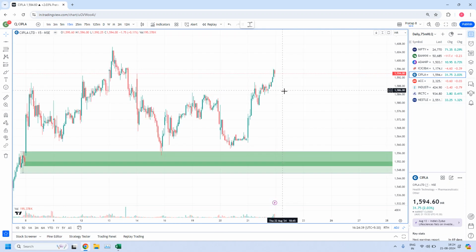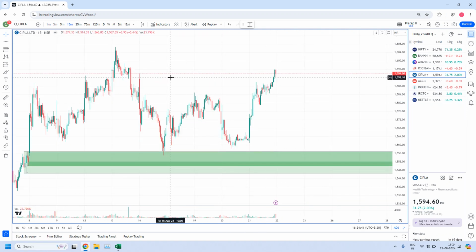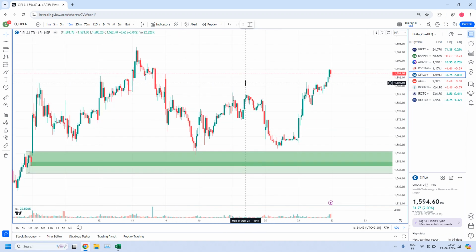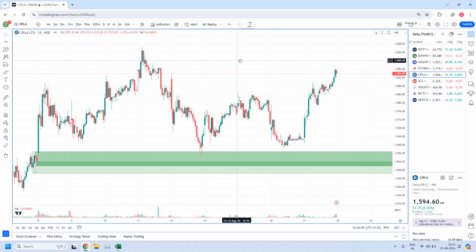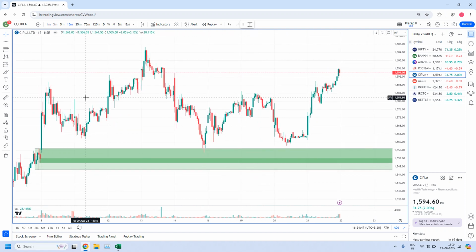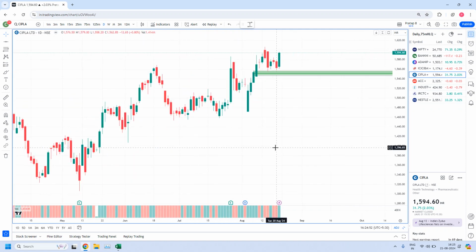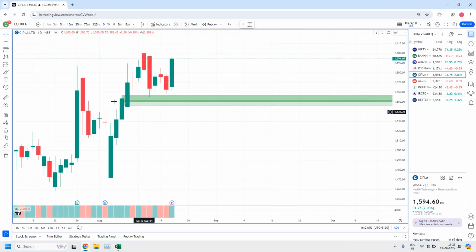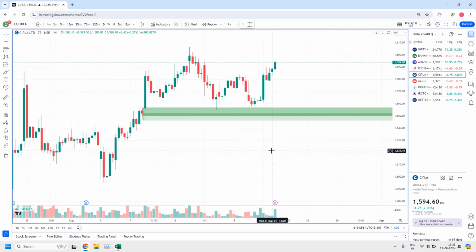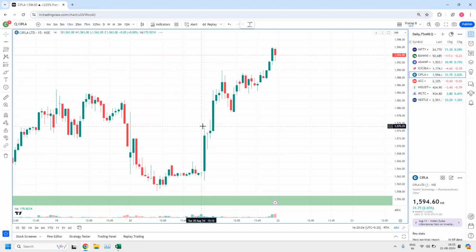Next one is Cipla. Cipla is also a daily zone. I'm sorry, it's not daily, it's a 75 minutes demand zone, rally, base, rally. This 75 minutes zone is fine tuned with the 15 minutes time frame.